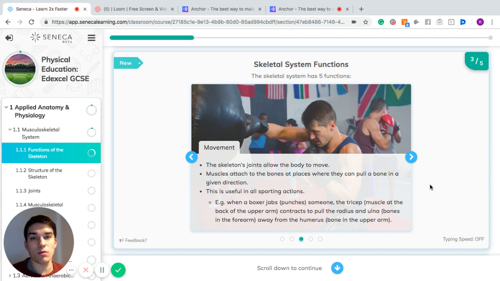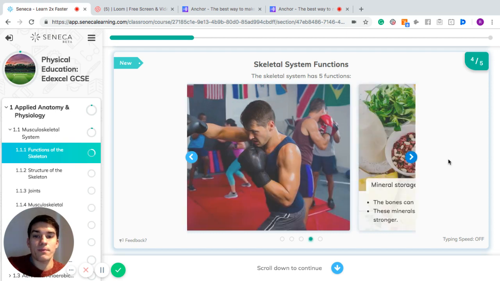An example would be that if a boxer was punching someone, the tricep, which is the muscle on the back of the upper arm, will contract to pull the bones in the forearm, they're called the radius and the ulna, away from the bone in the upper arm. So that's the humerus. So the skeleton's joints and the way the muscles connect to the skeleton allow that movement to be able to happen.